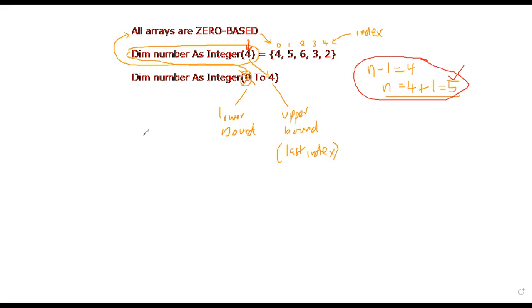If you specify it to say dim number as integer into bracket 9, that means the array is going to hold 10 elements because it's starting the count from 0 to 9. And when you count from 0 to 9, we are going to count 10 elements. Okay, so that is how arrays are handled in VB.NET.